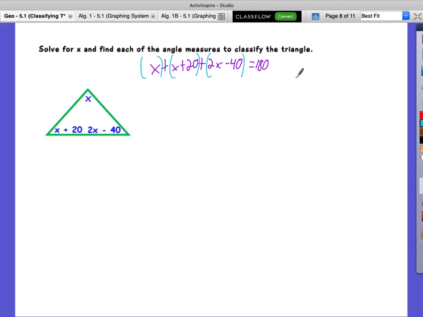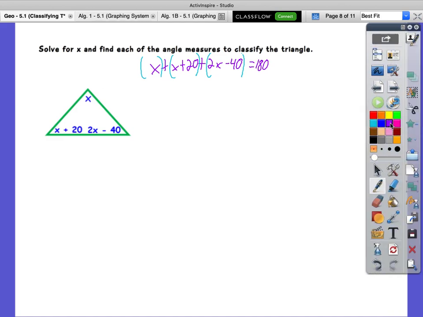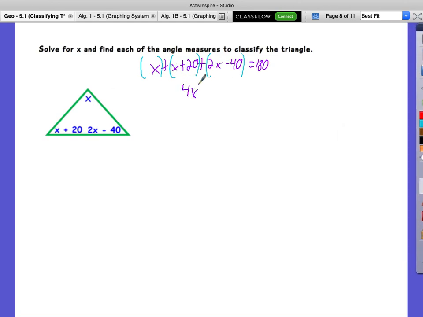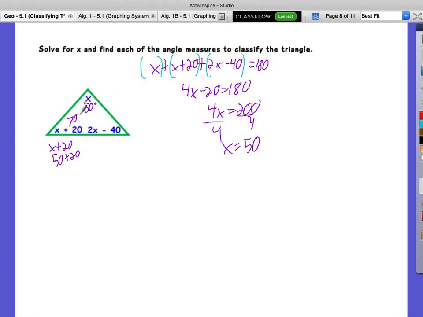So, let's see what's written down. Okay, so let's combine like terms. x plus 2x is 4x. 20 plus negative 40 is negative 20, and then equals 180. Add 20 to both sides. 4x is equal to 200. Divide by 4 on both sides, and x is equal to 50. So you know this angle is 50 degrees. So from here we can say x plus 20, aka 50 plus 20, is 70. And this one ends up being 60. We can take 2 times 50 minus 40, so 100 minus 40 is equal to 60.